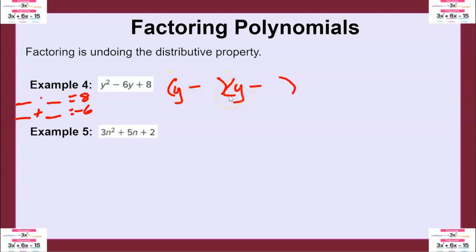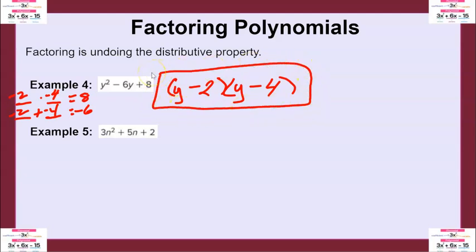So I've got to think, is it a negative 2 and a negative 4? Or is it a negative 8 and a negative 1? When I multiply those, they all equal a positive 8. But which one adds up to negative 6? The only solution is negative 2 and negative 4, because negative 2 times negative 4 is 8, and negative 2 plus negative 4 is negative 6. So I would put a 2 here and a 4 here, because there's my negative 2 and here's my negative 4. And if I were to FOIL it, I would get y squared minus 6y plus 8. So this would be the factored form of that polynomial.